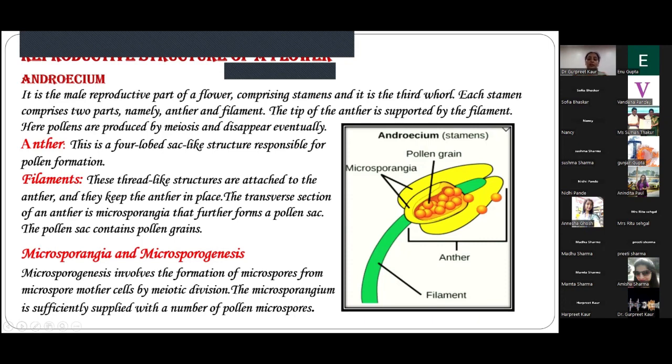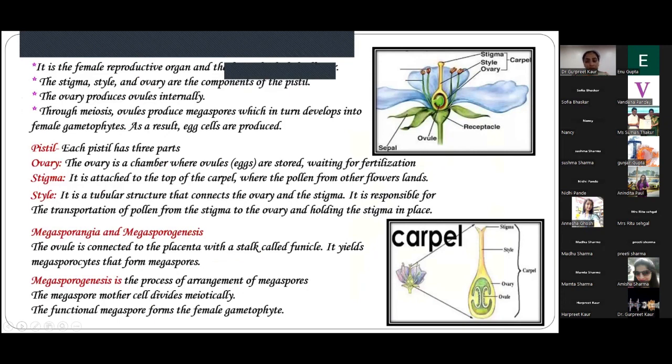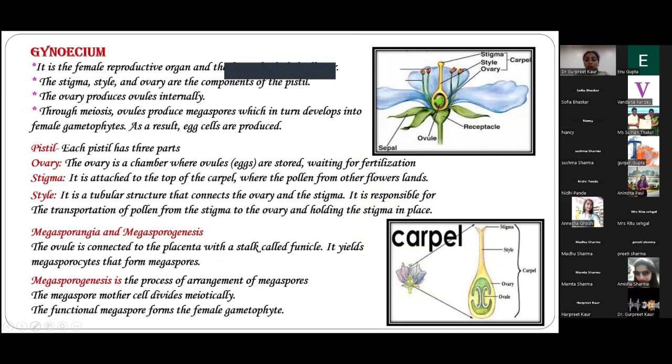This is the structure of the gynoecium, or we can say the female reproductive part. It contains stigma, style, and ovary. The ovary contains the ovules, which are present inside the ovary, and which contain the female reproductive gamete, that is known as the egg. So the pistil has 3 parts: stigma, style, and ovary. The stigma is on the top of the carpel.